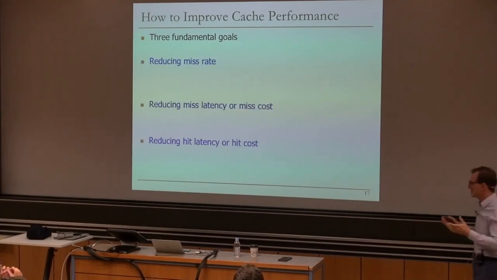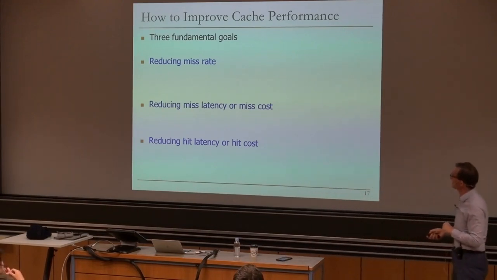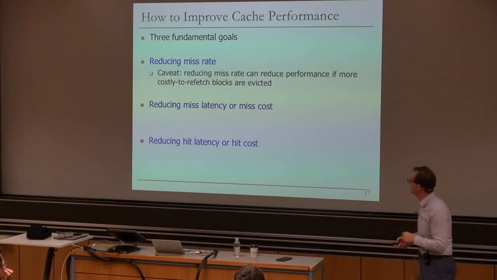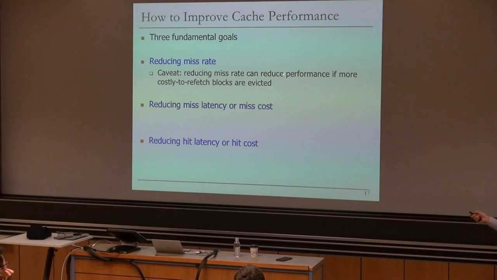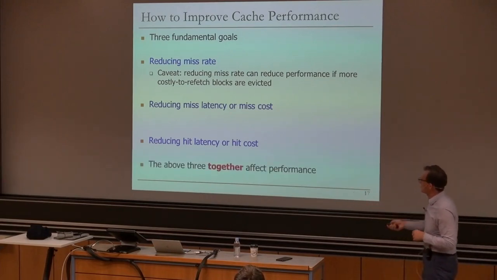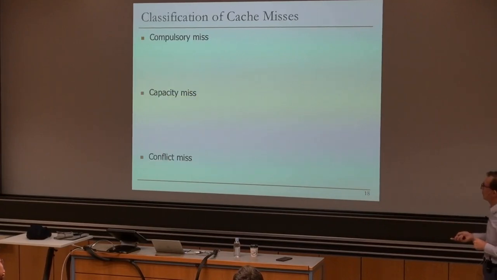Okay, so we're going to cover how to improve cache performance a little bit. And actually, that has been the subject of many papers over the course of, I don't know, more than 50 years. There are three fundamental goals: reducing the miss rate, reducing the miss latency or miss cost, and reducing the hit latency or hit cost. And unfortunately, some of these go against each other. Basically, reducing miss rate can reduce performance if you actually lead to more costly to refetch blocks, as we've discussed yesterday. These are good, of course, but these three things together affect the performance.